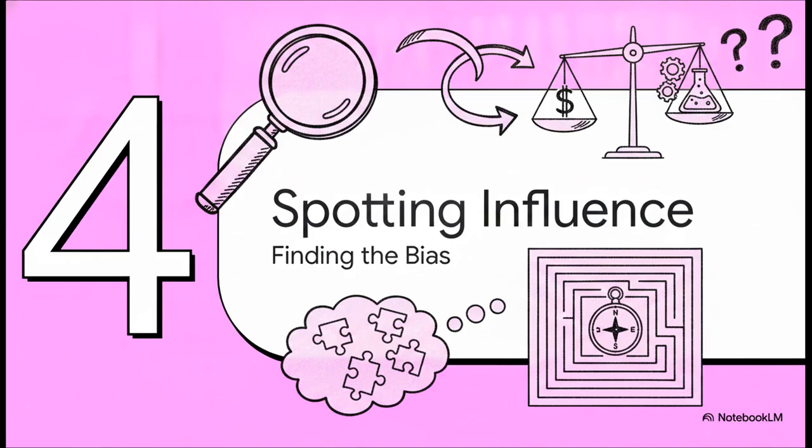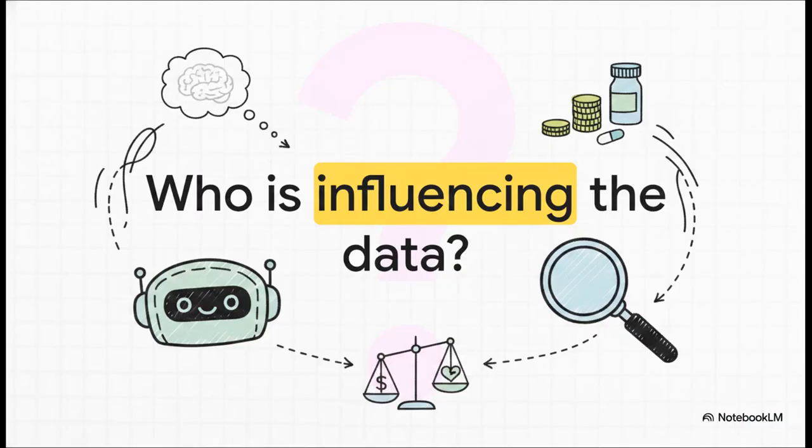Next up, spotting industry influence, finding the bias. This brings us to a really vital question. Who is influencing the data? The EBM course incorporates this awesome interactive AI called Vibrance.